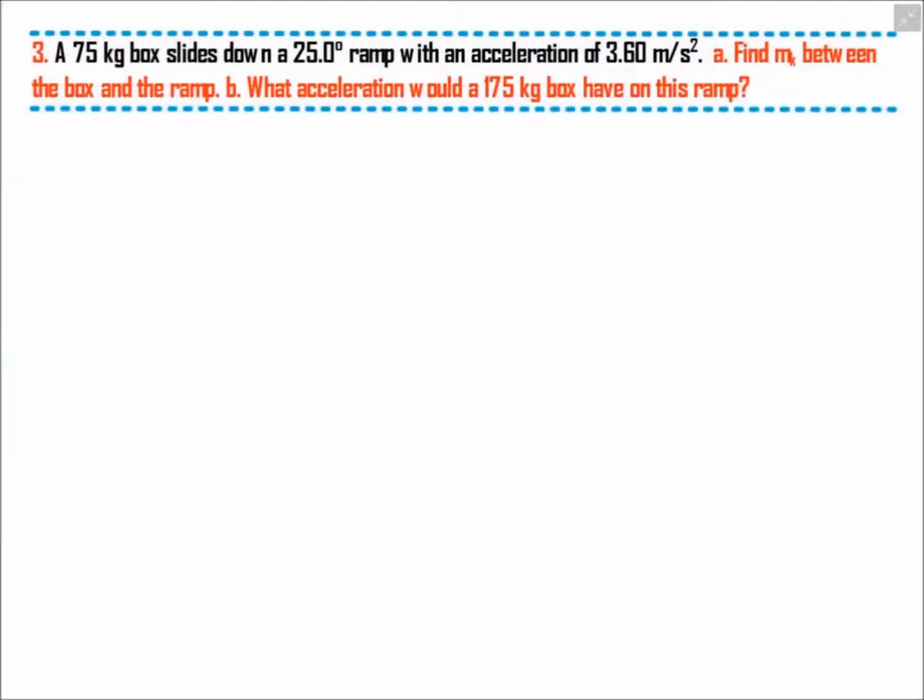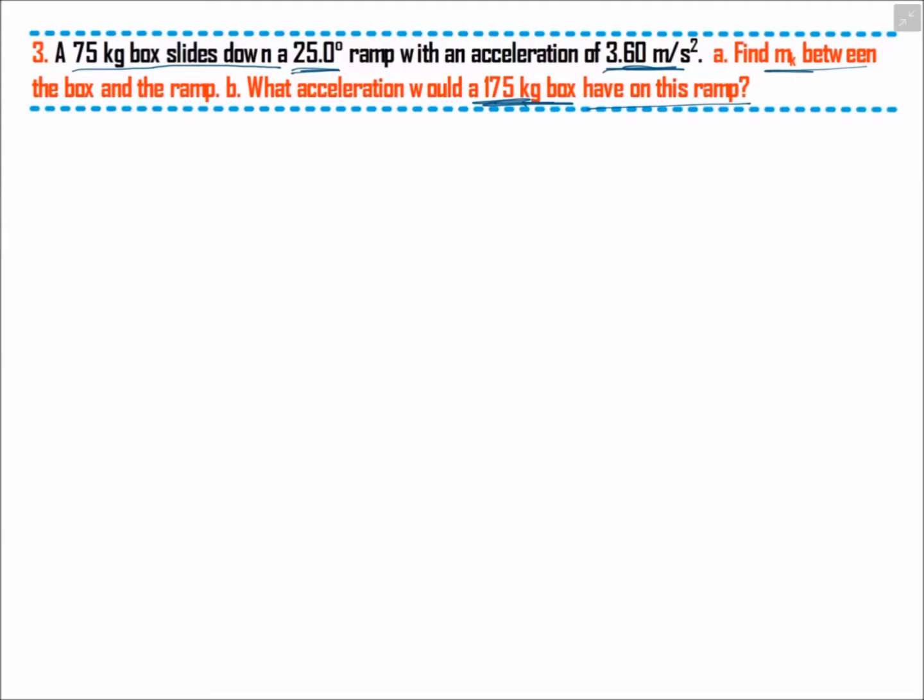Hello, welcome everyone. In this question it says a 75 kilogram box slides down a 25-degree ramp with an acceleration of 3.6 meters per second squared. At A it says find the mu k between the box and the ramp. At B it says what acceleration would a 175 kilogram box have on this ramp.